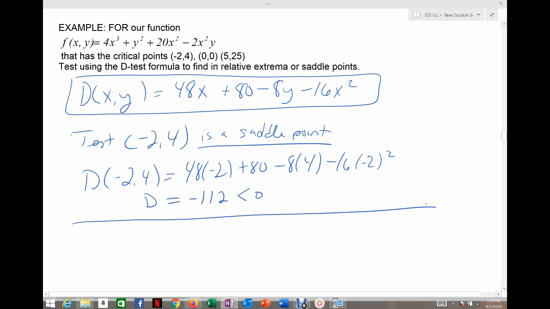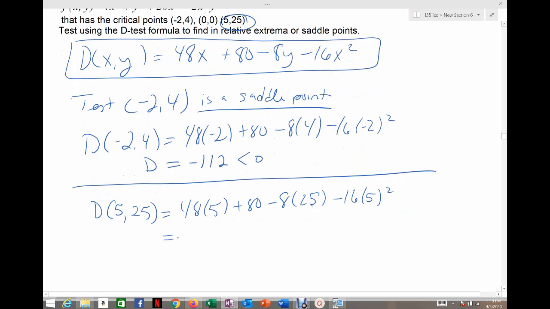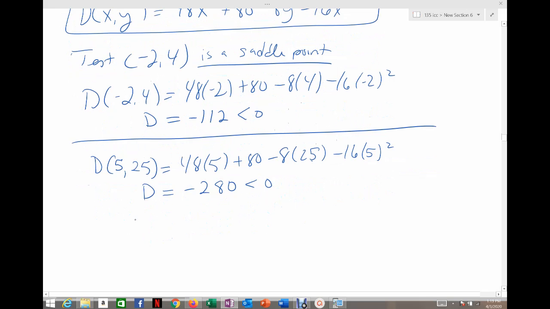Then the last one, I'm going to see if I can squeeze it in down here. So my D test of the last point, (5, 25). I'm going to plug that into my formula. Just based on the fact that it's plugged in, this one probably is going to come out negative. It does, -280. So my D came out negative, so I'm done. That means (5, 25) is also a saddle point.